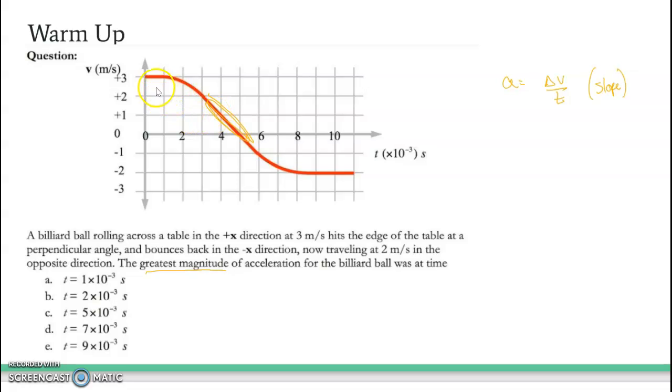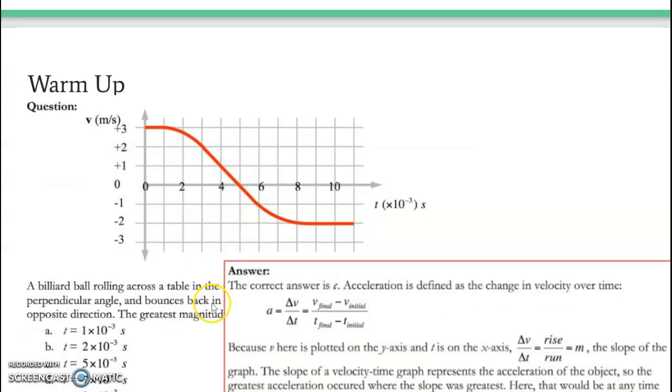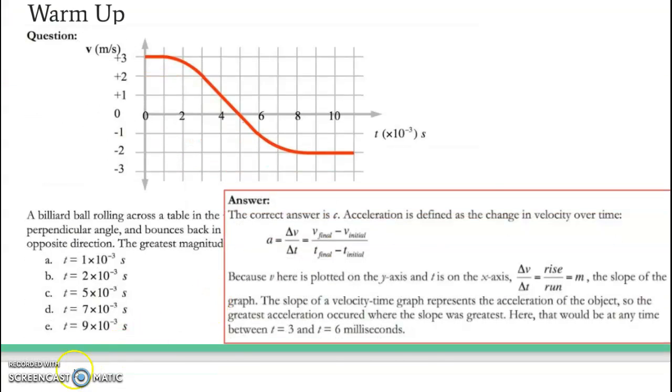So hopefully you've thought about this a little bit. Notice that we're looking for the slope on a velocity versus time graph to tell us the acceleration. Acceleration, of course, is change in v over t. Well, the greatest change in velocity is going to be where the slope is the steepest, and so, of course, c is going to be the best answer here.